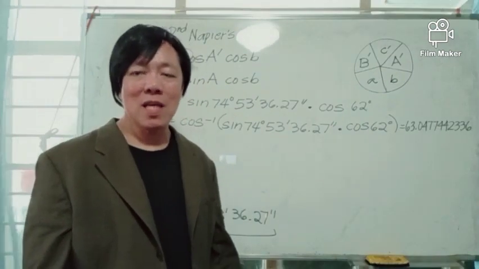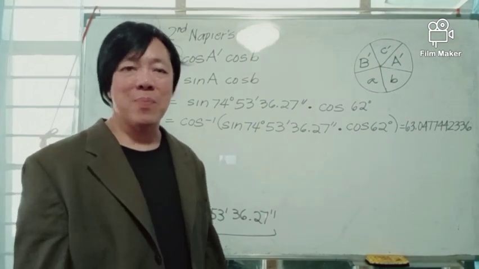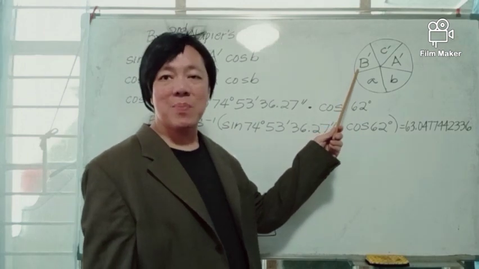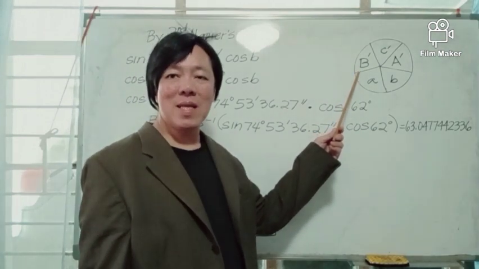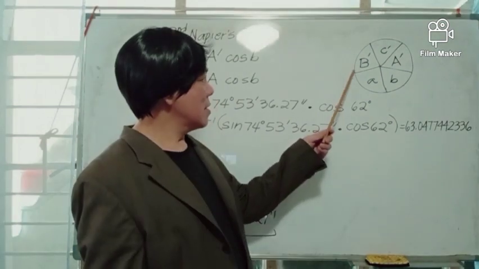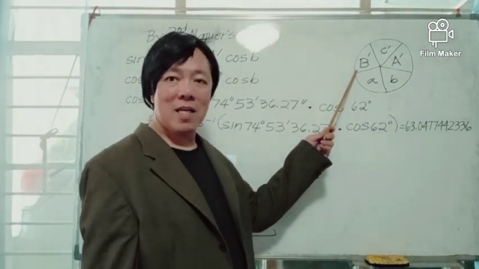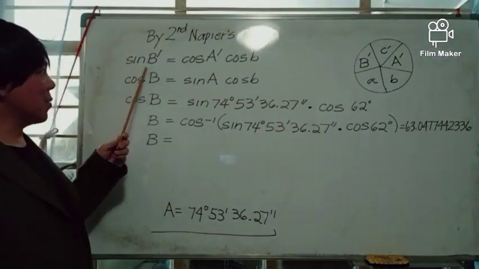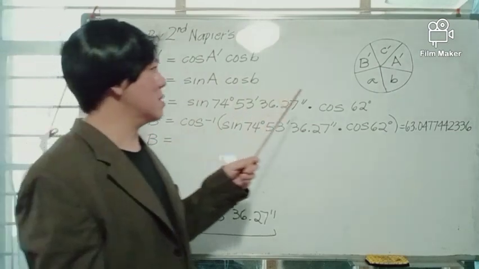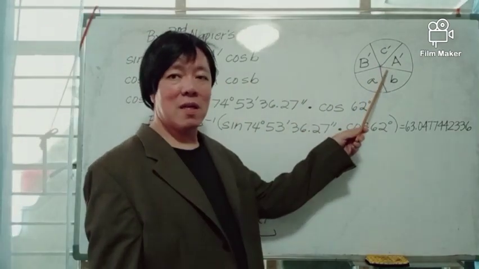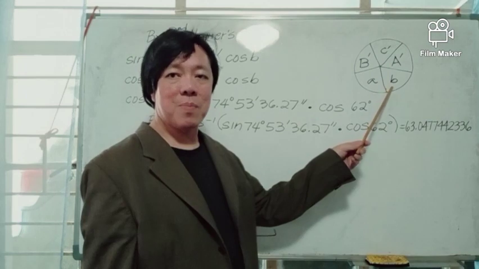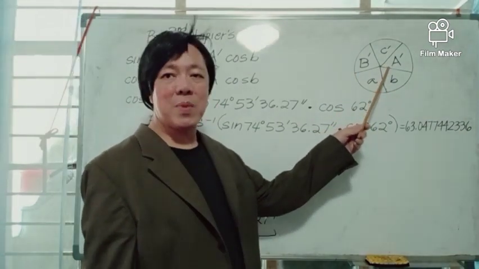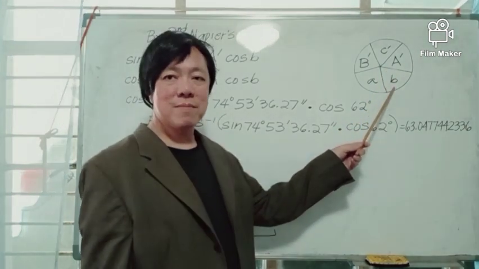To find angle capital B by the second Napier's rule, in the mnemonic device, we take the capital B prime as the middle part. And by the second Napier's rule, the sine of the middle part, sine of B prime, is equal to the product of the cosines of the opposite parts. With B prime as the middle part, the opposite parts are capital A prime and small b.